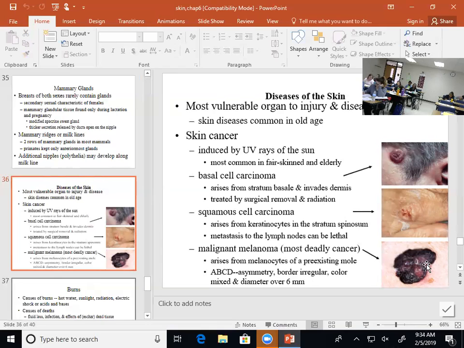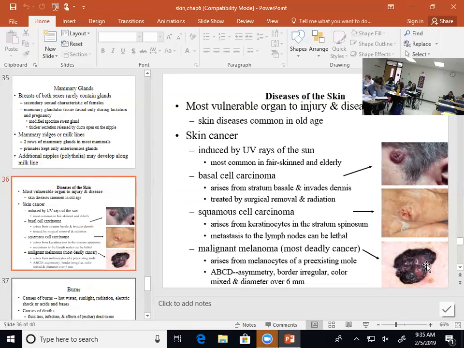C stands for color variations. So it doesn't necessarily mean just black or dark. It can mean that there are differences in how the color is dispersed. Do you see how there are lighter areas in this? So the color is varied within it, and sometimes the color is washed out within it. D stands for diameter, meaning that it shouldn't be bigger than 6 millimeters, which is the size of a normal pencil eraser. So if the diameter is greater than 6 millimeters.